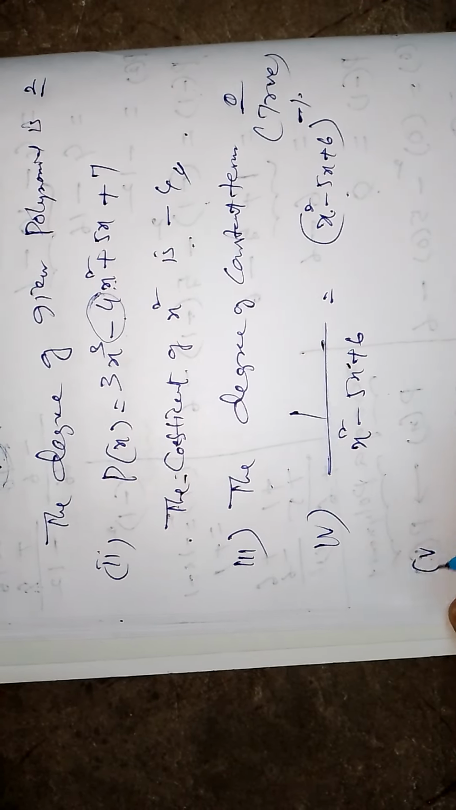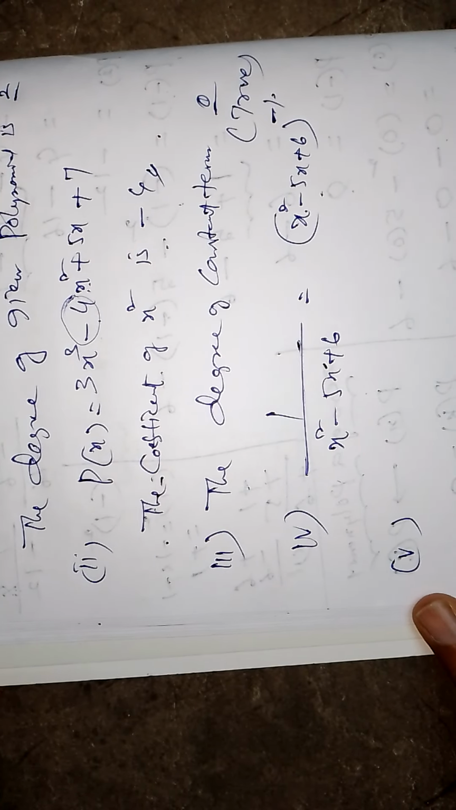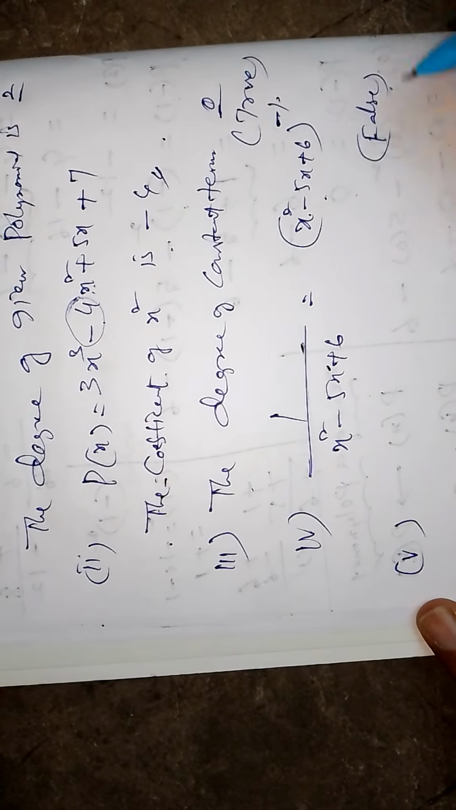For this, the fourth one is a false statement. The fifth one is: the degree of a polynomial is 1 more than the number of terms in it, is a false one.